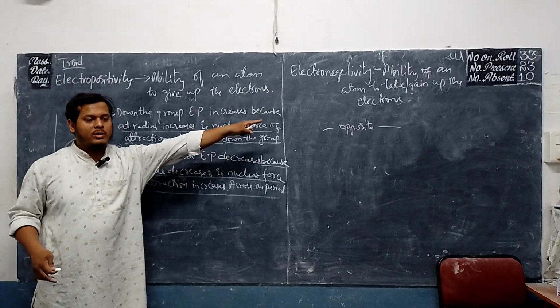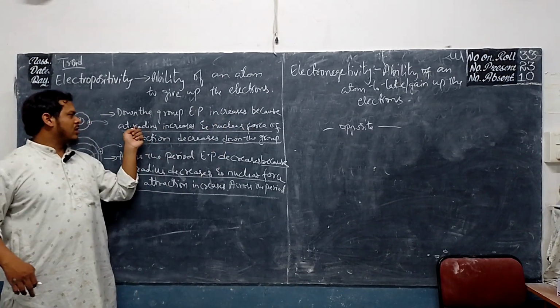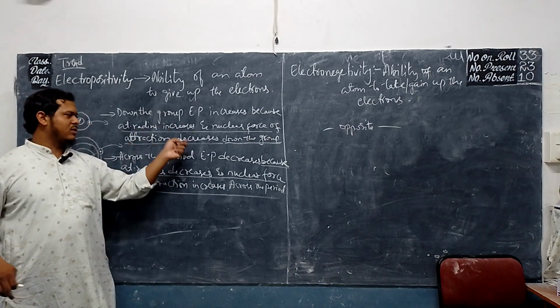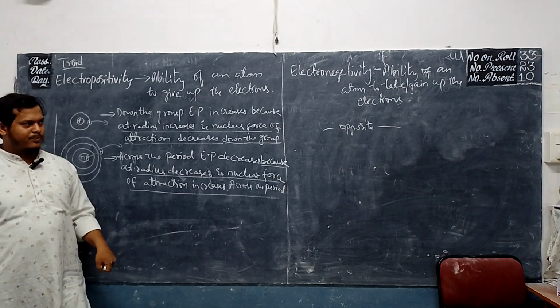Electronegativity, what happens? Decreases. Why does it decrease? Because atomic radius increases and nuclear force of attraction decreases. Write down the complete sentences.